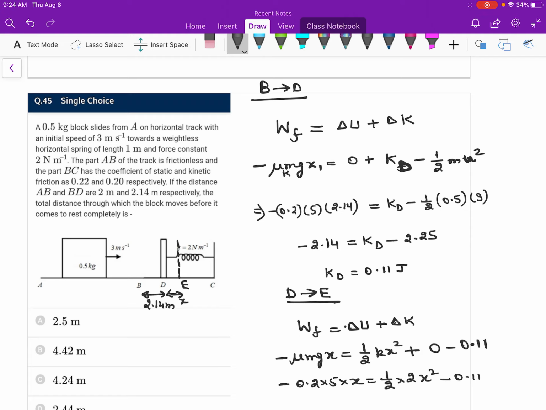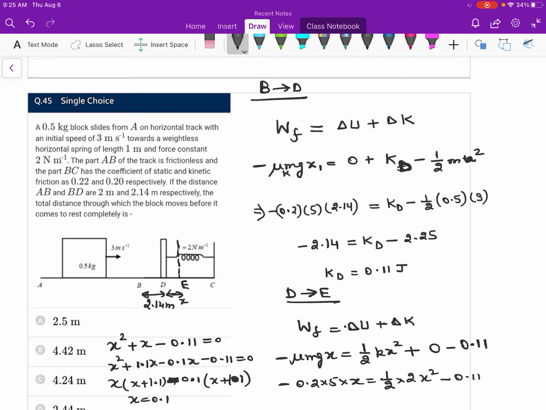So this is x square plus x minus 0.11 is equal to 0. So that is x square plus 1.1x minus 0.1x minus 0.11 is equal to 0. So x plus 1.1 into x minus 0.1 is equal to 0. So this is x equals 0.1 meter.